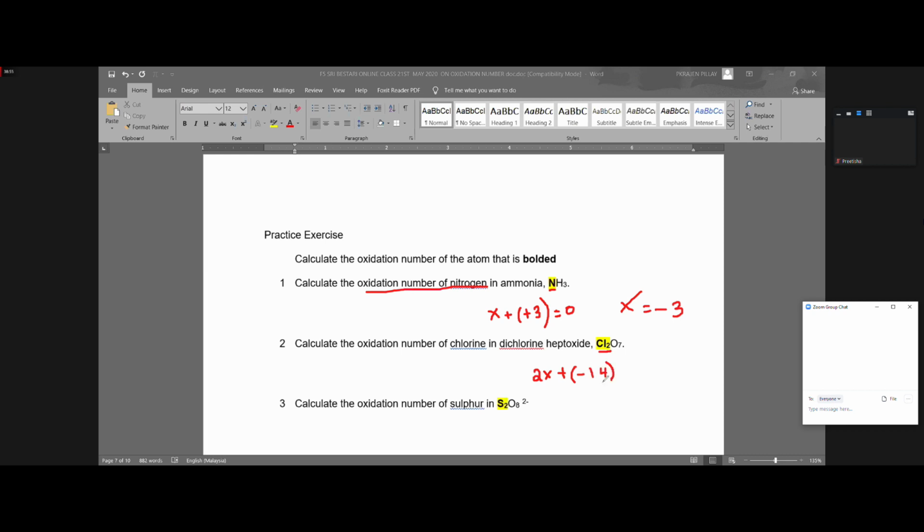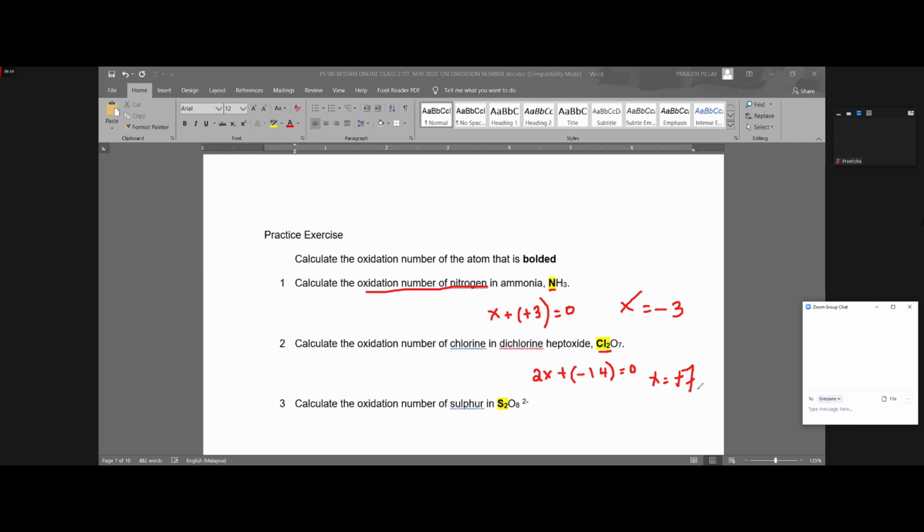-2 times 7 is -14, correct? No charge here, so put equals to 0. Can you see that? Okay, work out and see. So 2x minus 14 is 0, so x is +7. When it's a positive number, you must put a plus sign there, +7. That is the oxidation number, that's how we calculate.